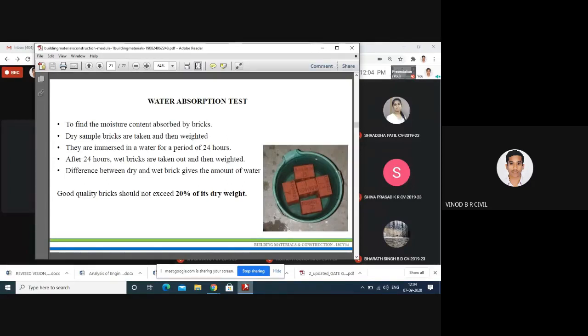In some of the PGCET and competitive exams or civil service examinations, this is the usual question: what, as per Indian Standard, is the water absorption capacity for a good brick? That is 20 to 25%, the correct answer.